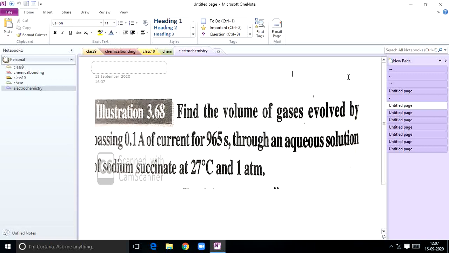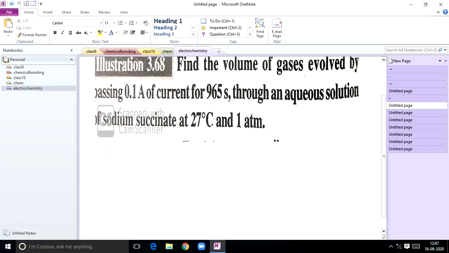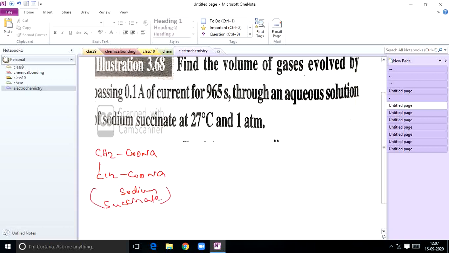Next, find the volume of gases evolved by passing 0.1 amperes of current for 965 seconds to an aqueous solution of sodium succinate. First of all, if you want to solve this, you should know the formula for succinic acid. Sodium succinate, we got in organic chemistry first year. CH2COONa, CH2COONa. This is called sodium succinate. So this on electrolysis, do you know Kolbe's electrolysis? Did you remember, students? Kolbe's electrolysis.